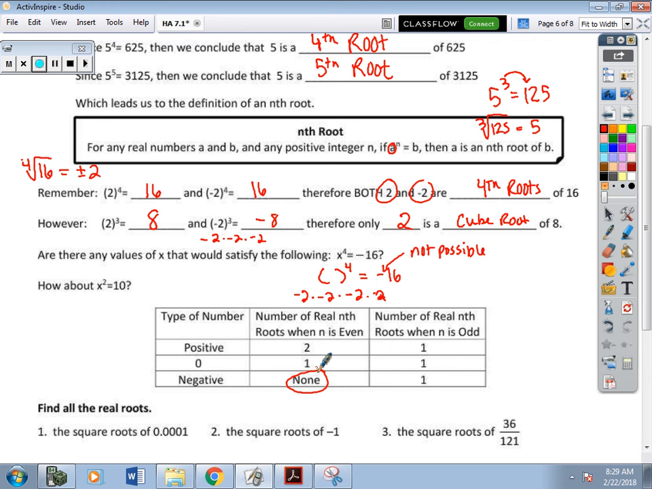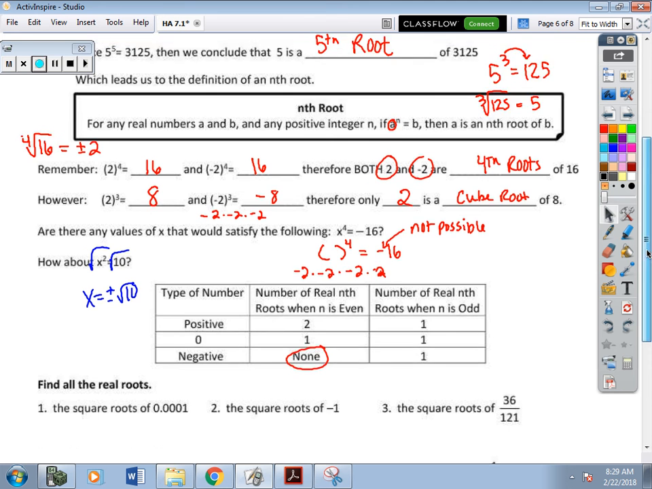How about x squared equals 10? Can we find what number squared would get us 10? Might not be a whole number. Take the square root. So it'd be positive or negative square root of 10. When you square that, you get 10. So it is possible to get something that's not a perfect square, fourth, or cube, but you can't have it becoming a negative if it's an even root.